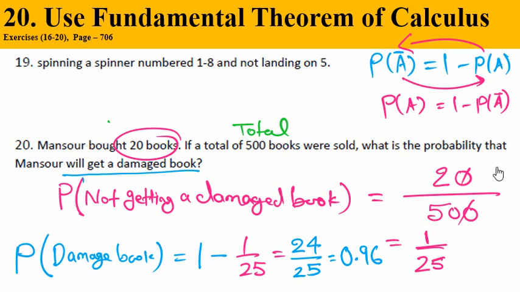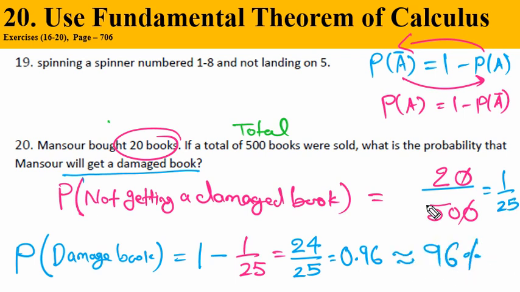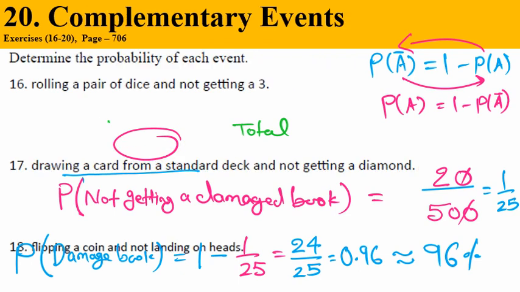So let me just remove it from here. I will use this space. Here we got 1 over 25, right? And this will be equal to 96 percent. So that's how we solve complementary events, okay? And this was the topic of fundamental theorem of calculus in the revision sheet, but this is mostly about complementary events, so I changed that, okay?